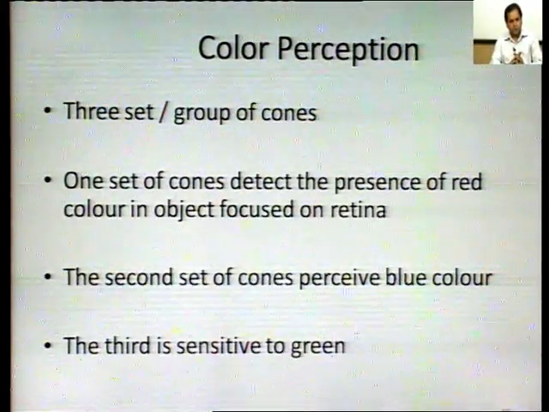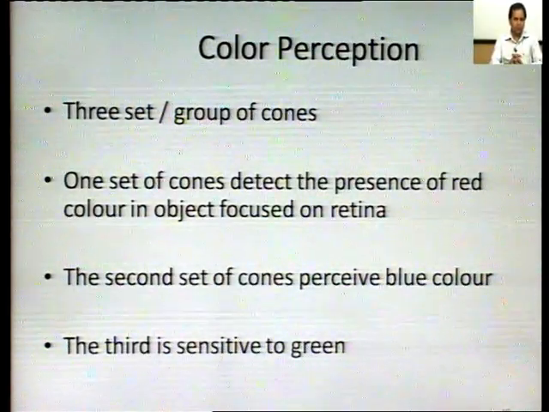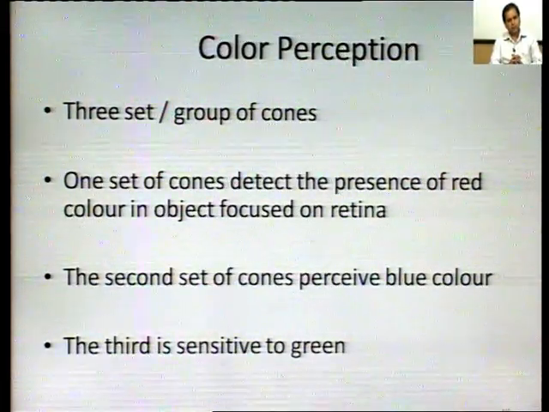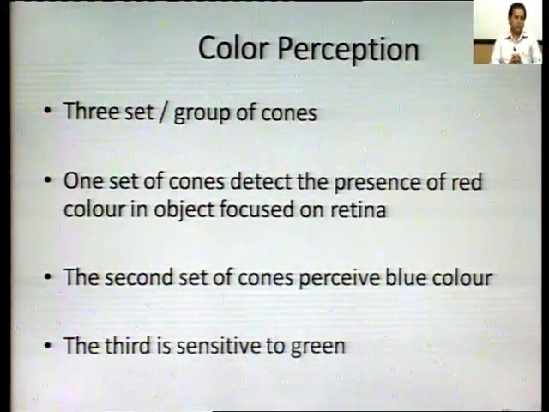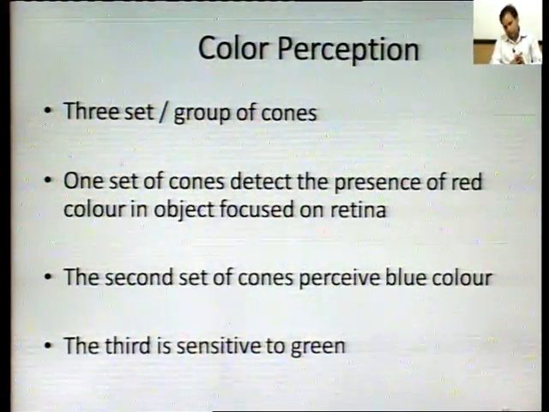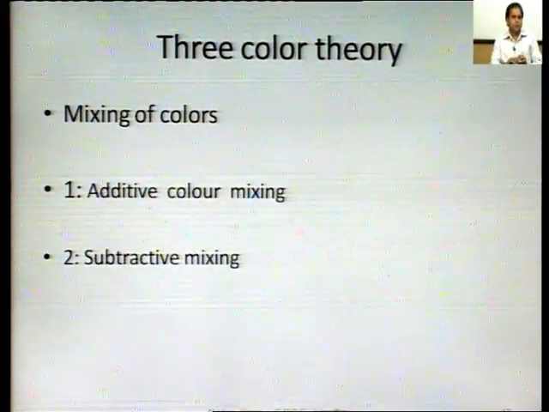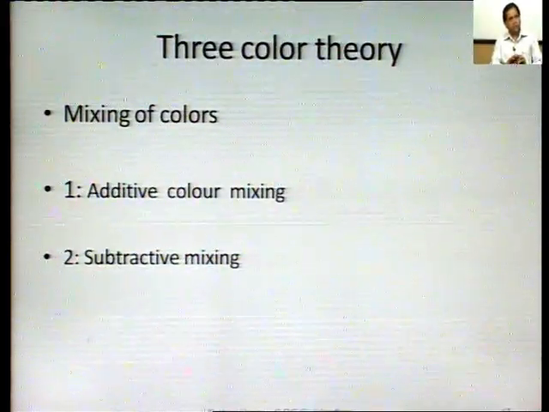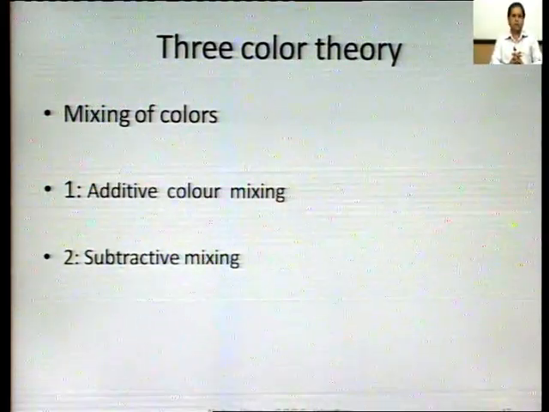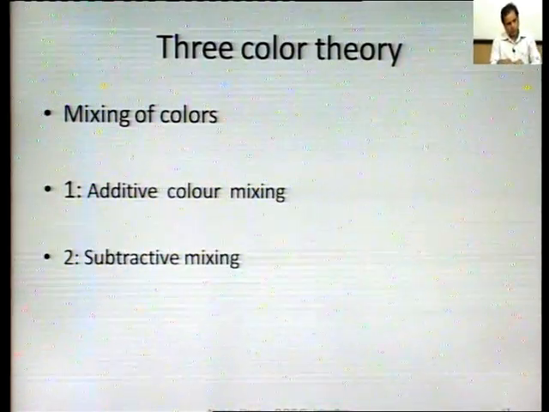Color perception: there are three sets or groups of cones, as I just told you, for the three primary colors, red, green and blue. One set of cones detects the presence of red color in the object focused on the retina. The second set perceives blue color, and the third is sensitive to green. So, these are the three basic colors. Three color theory, how the colors are formed, is based on two theories: one is additive color mixing and the second is subtractive color mixing. Now, we will discuss what additive color mixing and subtractive color mixing are.